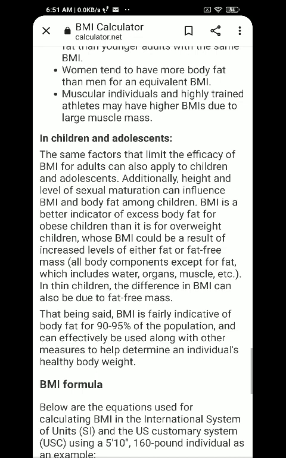That being said, BMI is fairly indicative of body fat for 90 to 95% of the population and can effectively be used along with other measures to help determine an individual's healthy body weight. All right, so you see here the BMI formula. Below are the equations used for calculating BMI in the International System of Units and the US customary system, using a 5 feet 10 inches, 160-pound individual as an example.